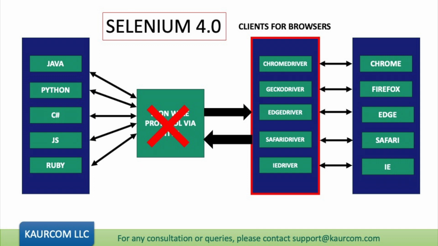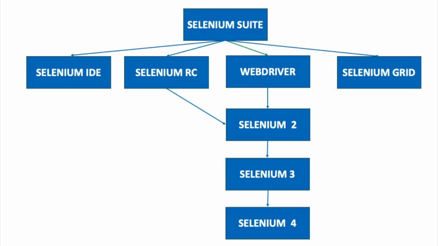So now with this we have wrapped up the Selenium history. We learned about all 4 Selenium tools, and we also covered the architectures of Selenium RC, Selenium 3 and 4. I hope this gives you enough context about how Selenium came into existence and how it evolved over time.